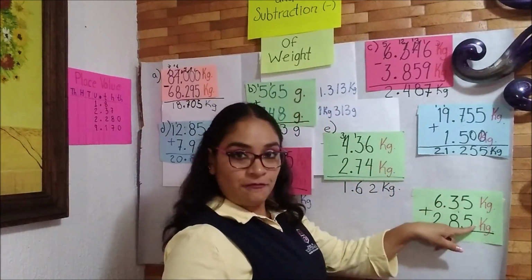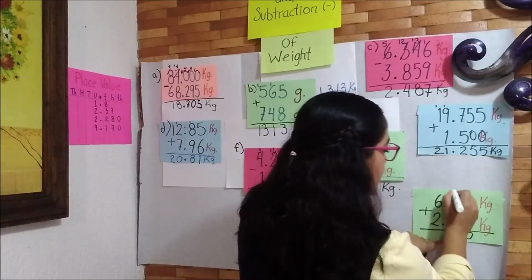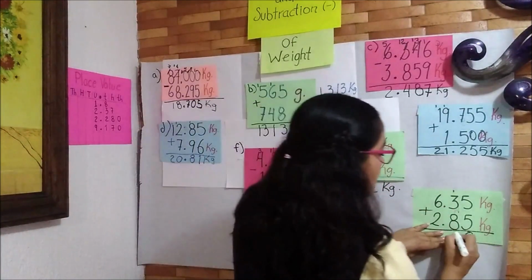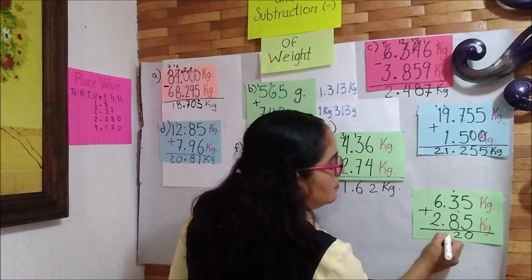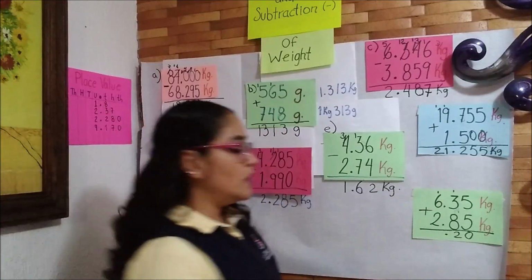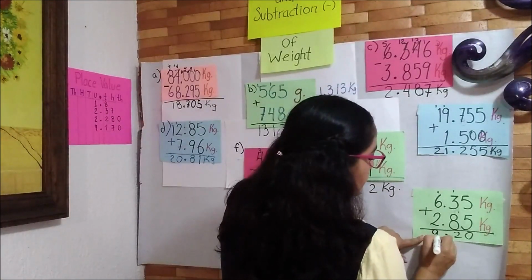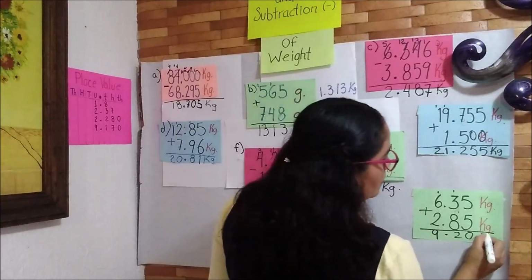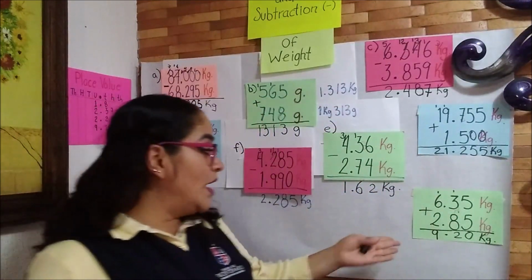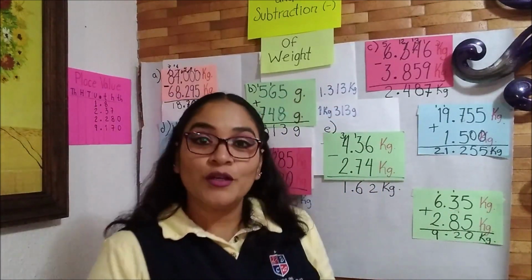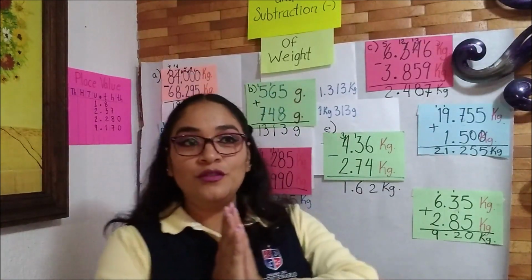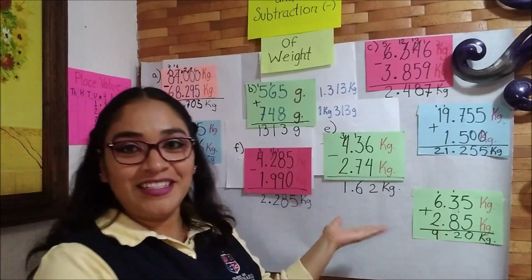5 plus 5, 10. 1 plus 3, 4 plus 8, 12. Decimal point, we have the one right here. 7 plus 2 equals 9. So that mixture weighs 9.20. Okay?